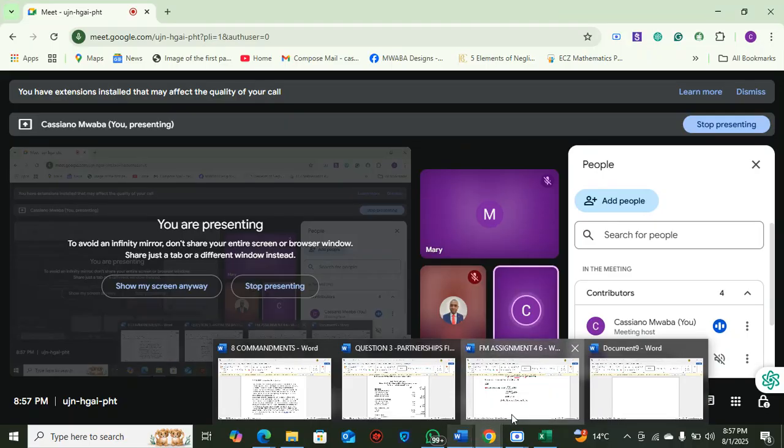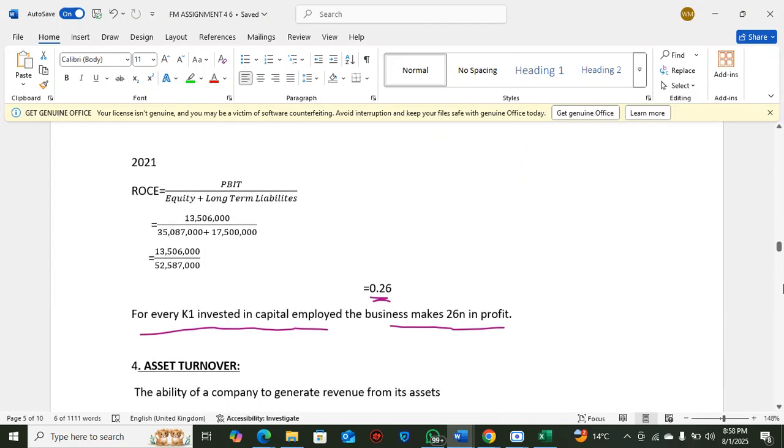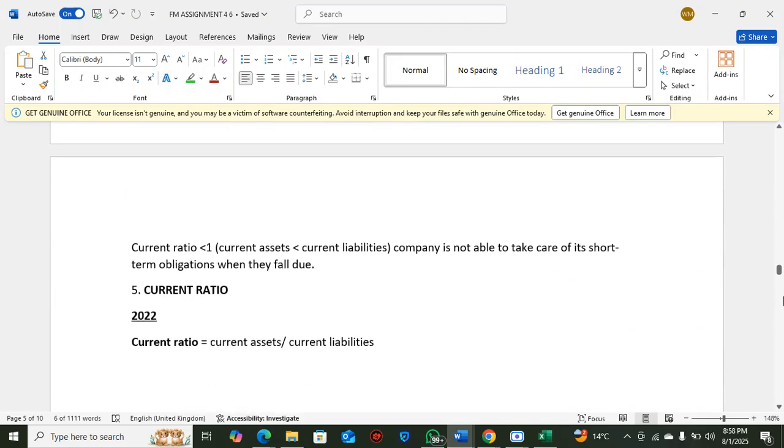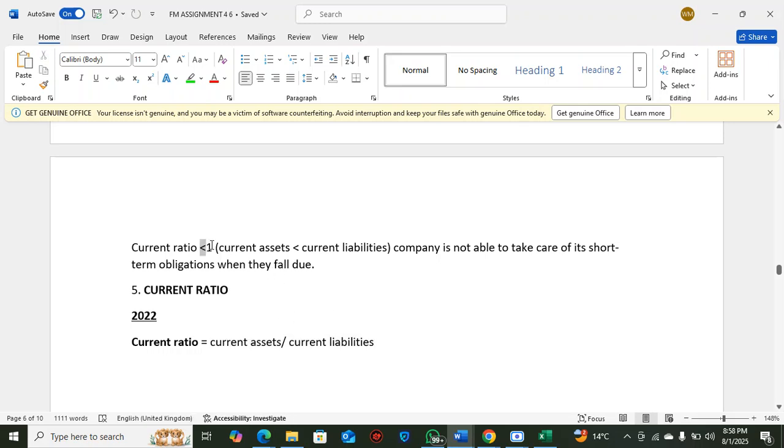So for current ratio, it's just current assets over current liabilities. If your current ratio is greater than one, you're in a good position. It means your current assets exceed your current liabilities. If your current ratio is less than one, then you are facing liquidity problems. It means you cannot cover your current liabilities with your current assets. You need to outsource some more money to cover them.